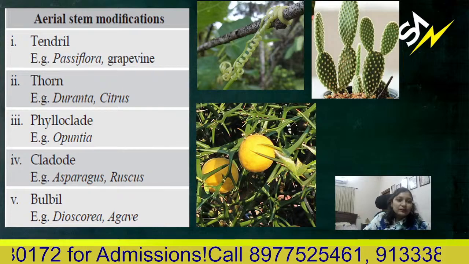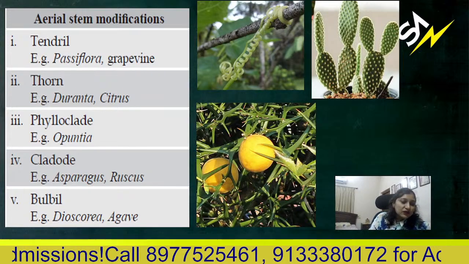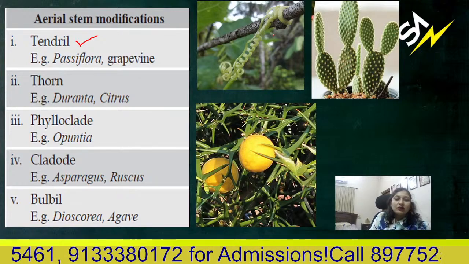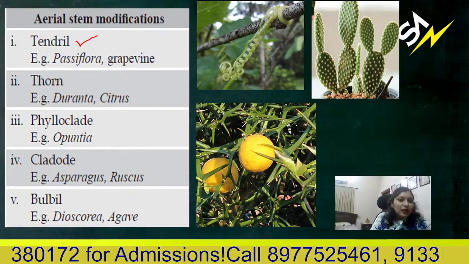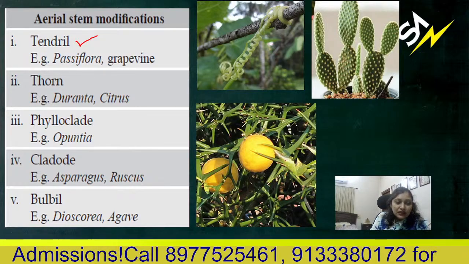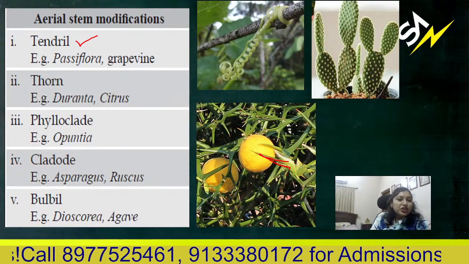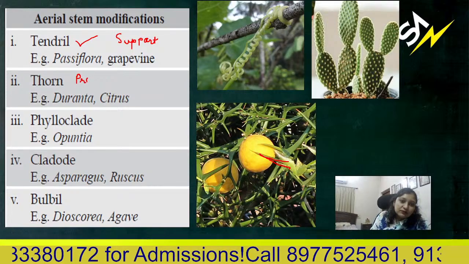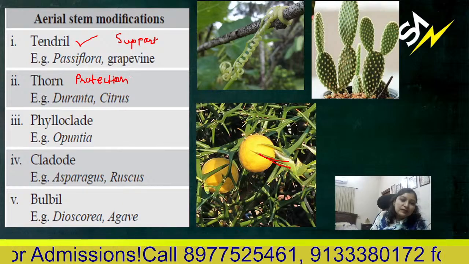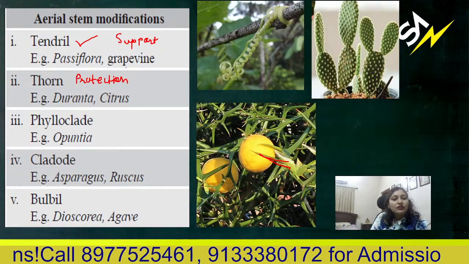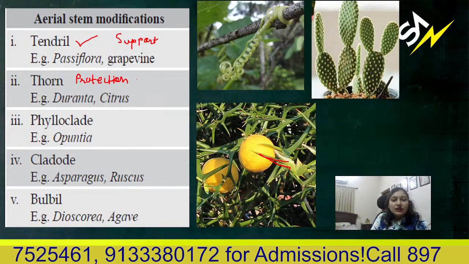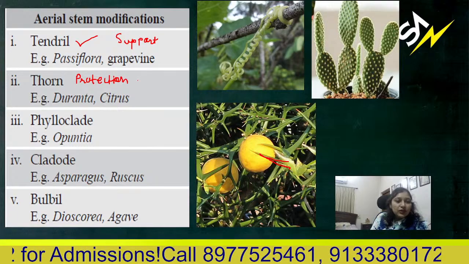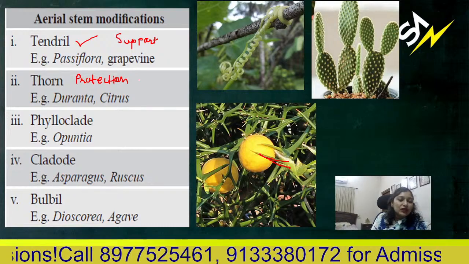Then aerial stem modification. In aerial stem modification, tendril is there. This is for support, guys. For support, the stem is modified just like a spring to get support from its surroundings. Thorn in the case of citrus plants, this is for protection. So in citrus plants and in Duranta, thorn is there. Thorn is there in bougainvillea also. It is a stem modification. It's a single woody thorn, not in a cluster. Thorn is for protection against herbivores or grazing animals.